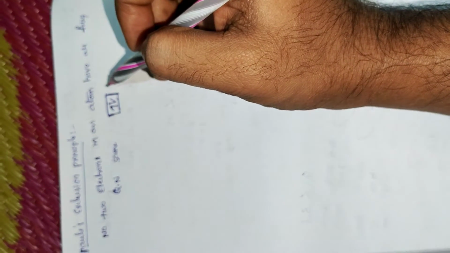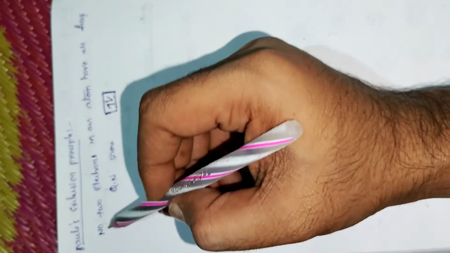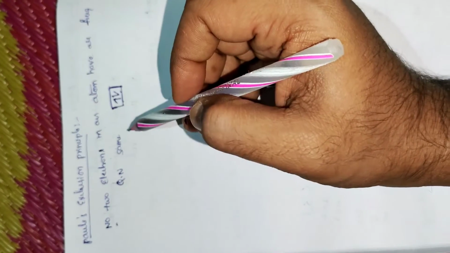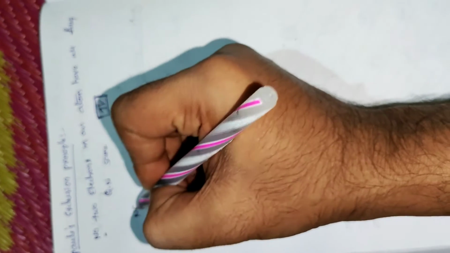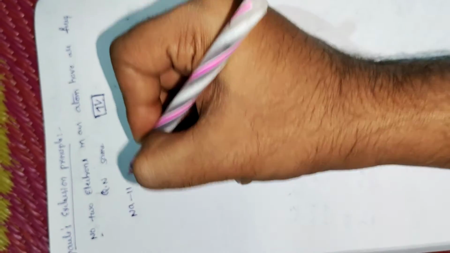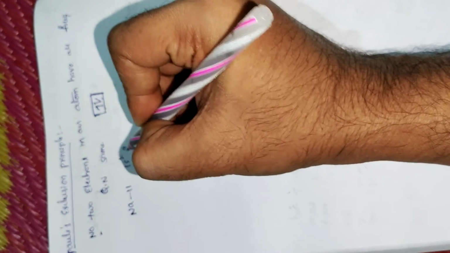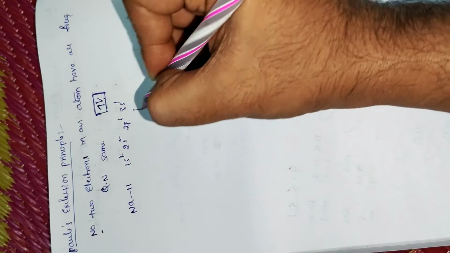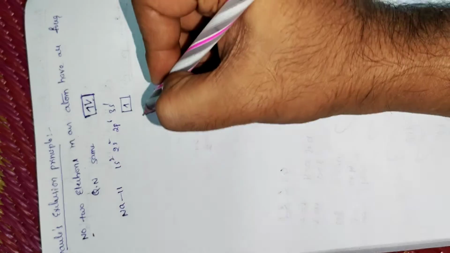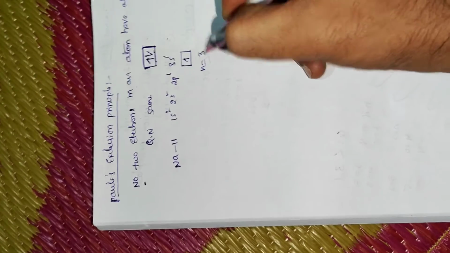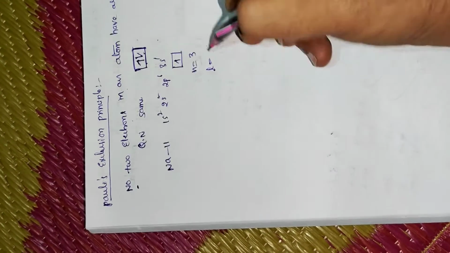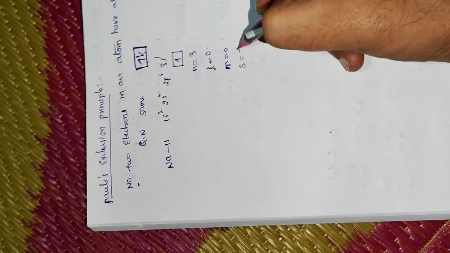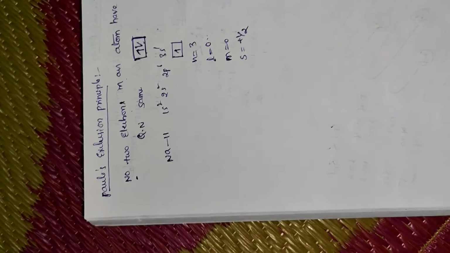That is the condition he gave. What is Pauli's exclusion principle? No two electrons in an atom have all four quantum numbers the same. For example, sodium, atomic number 11. Outermost electronic configuration 1s2, 2s2, 2p6, 3s1. For this 3s1, we have one electron. What is the principal quantum number? n value is 3. l value for an s orbital is 0. m value is also 0. Spin value is plus one-half.